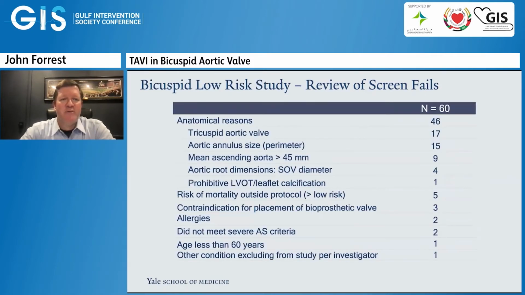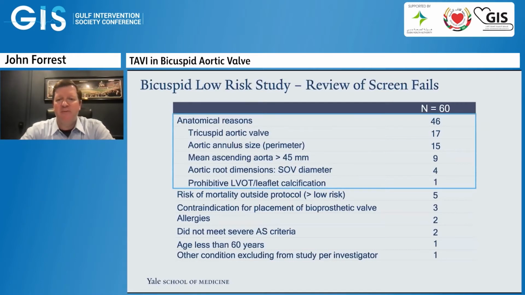And when you look at the patients from the bicuspid low risk study that weren't included, you see there were 60 patients that screened out. The majority of those were for anatomical reasons. 17 of them actually had a trileaflet valve when you looked at the CT scan. 15 of them had an aortic annulus that was either too large or too small for the commercially available valves. 9 of them had an ascending aorta greater than 4.5 centimeters, which is an indication for surgery. And in fact, only 1 of them had prohibited leaflet calcification.